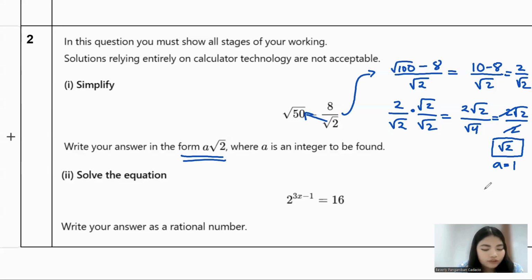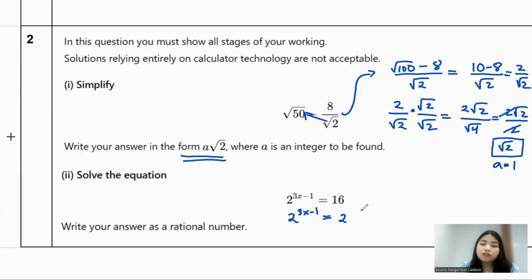I'm hoping that it's easy for you. So what I'm going to do is to make them the same base. This one is just the same because I want to make the 16 with the base of 2. So think of an exponent that I will put in 2 that I will have 16.